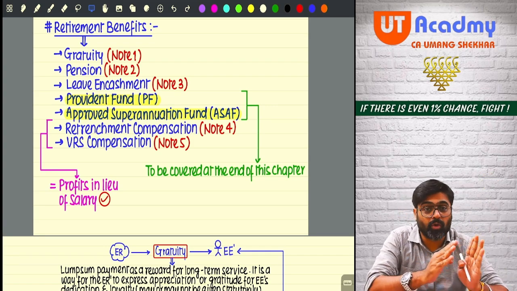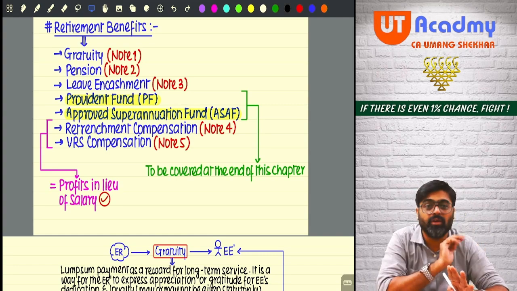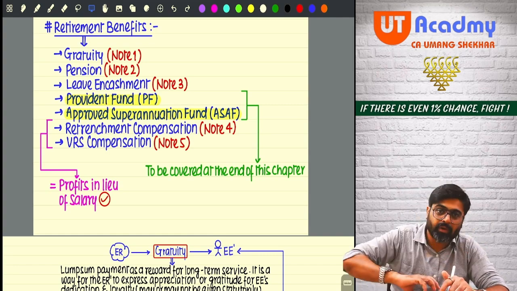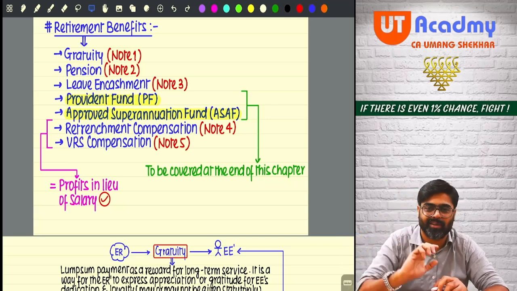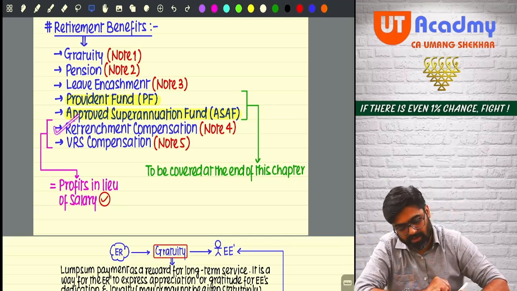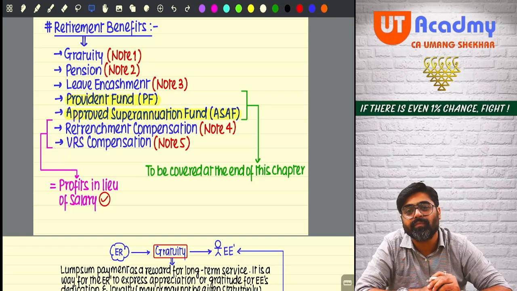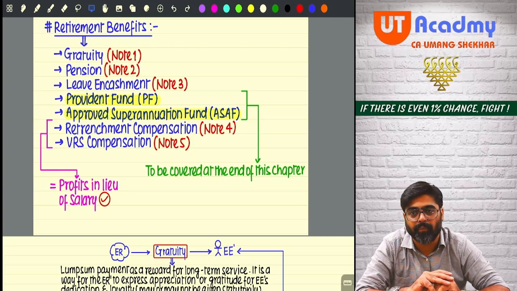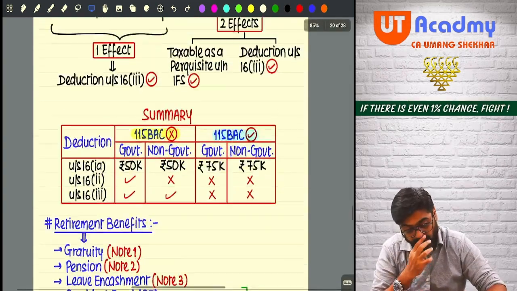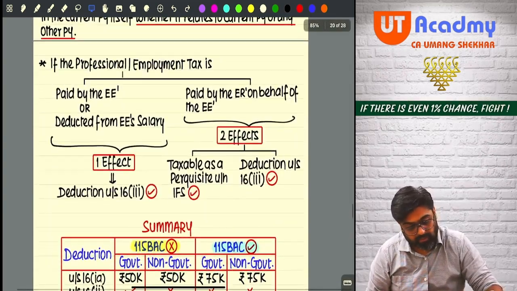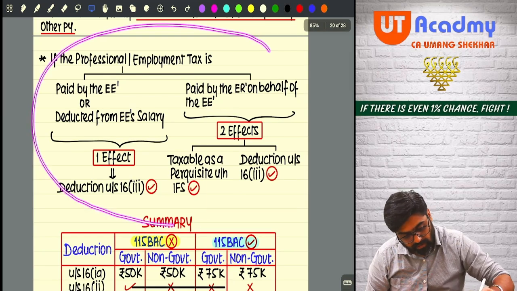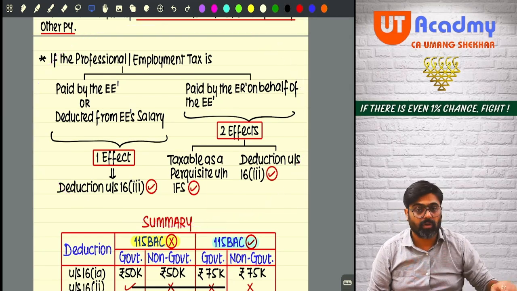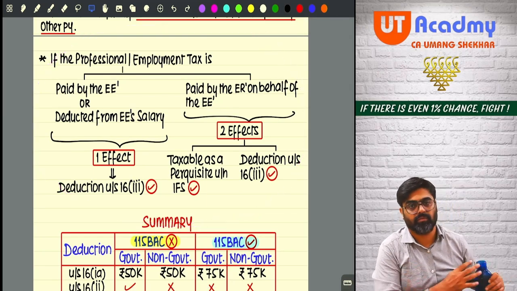But two more things are there which are usually profits in lieu of salary. Those things we are going to cover with retirement benefits only. One is retrenchment compensation and another one is VRS compensation. Did you get it? How many things are to be done? In today's lecture, we are going to discuss all these things. Okay. Now pay attention. Before I move ahead, read this part properly because this talks about professional tax.